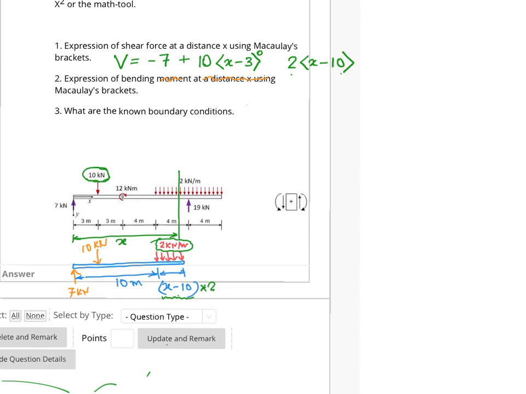So here we are not going to use a power of 0, because both the terms are required to calculate the shear force, because 2 is in kilonewton per meter and x minus 10 is the length over which this 2 kilonewton per meter load acts. What would be the direction, plus or minus? This is acting downward, at the left of the cross section, downward is positive, so I put a positive sign.